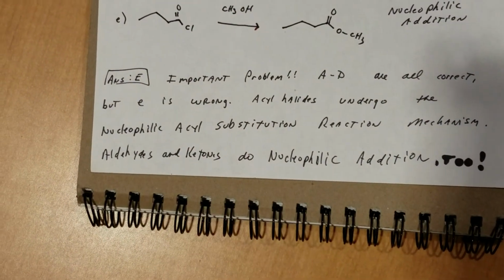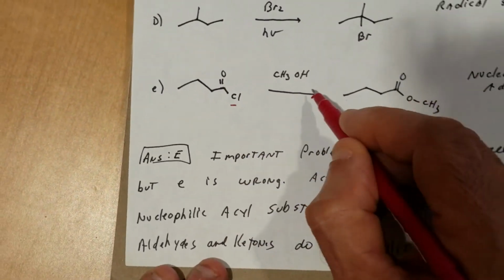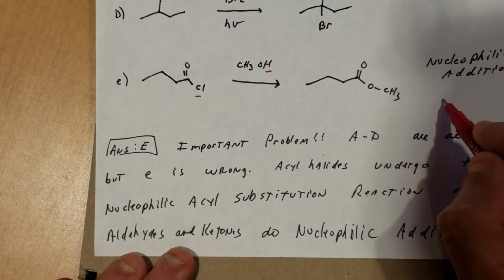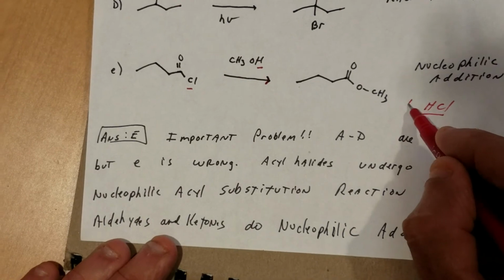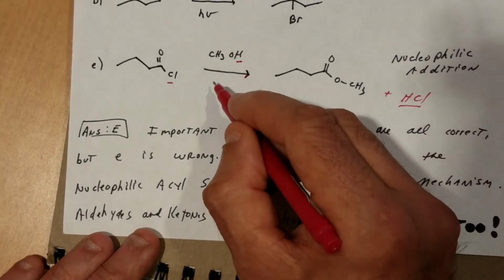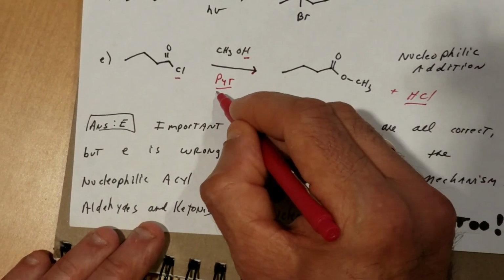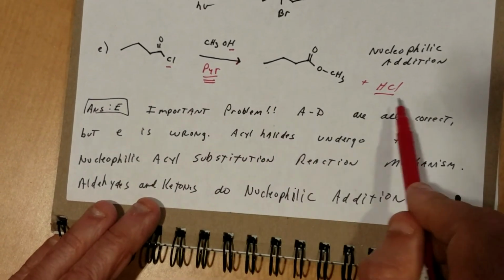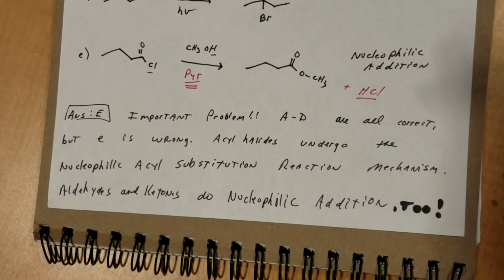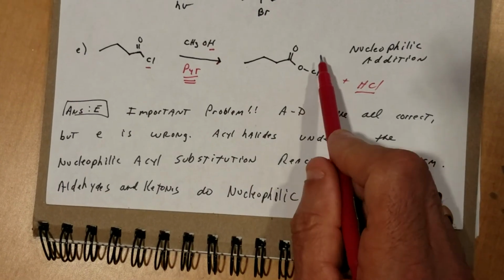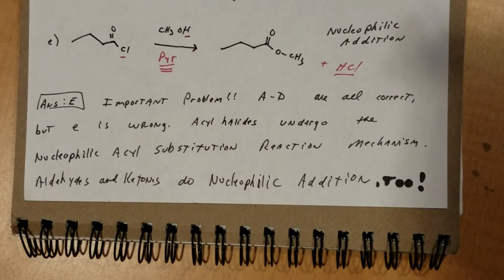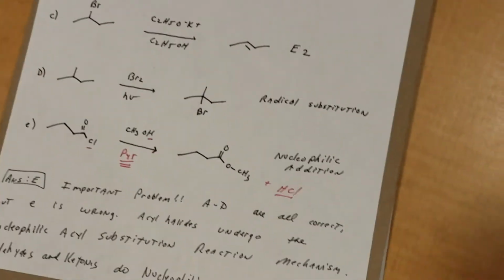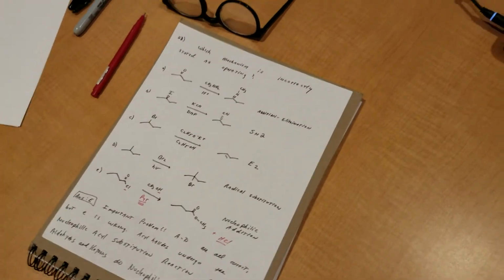This reaction, and by the way, whenever you have an acyl halide, as you can see, I'm going to split off HCl. And when I split off HCl, if I want to put a little catalyst underneath it or a solvent, pyridine, the pyridine will be used to neutralize the HCl, so it won't come back and hydrolyze my ester. But the bottom line is this reaction is a nucleophilic acyl substitution.